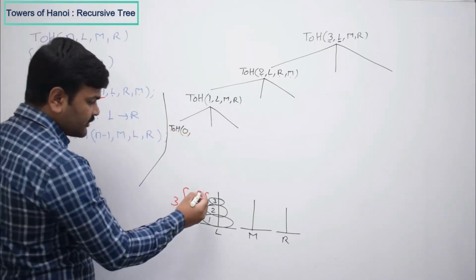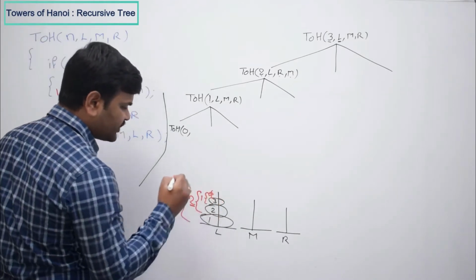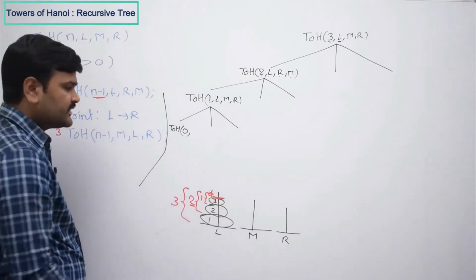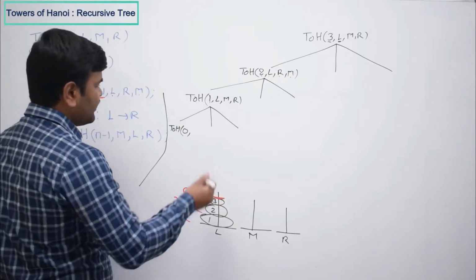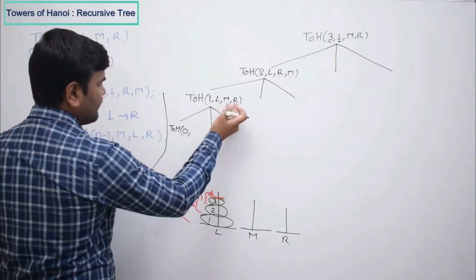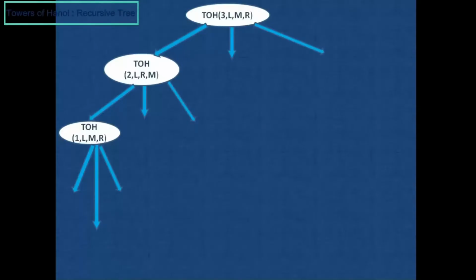Now that means where we are in the diagram, we are at n is 0. So you don't have any disks here to shift. Now with 0, you have to swap the M and R. So L, R, M. Okay.